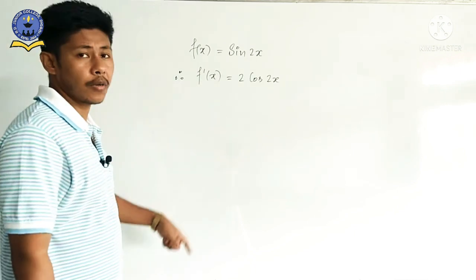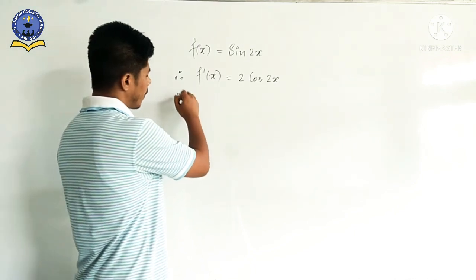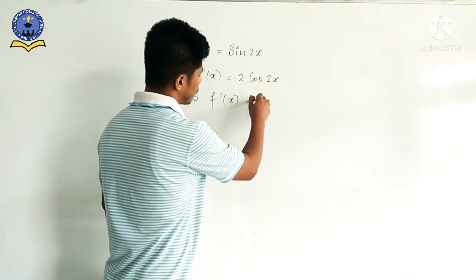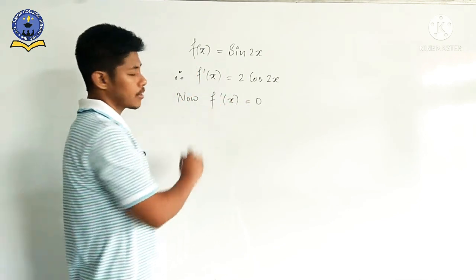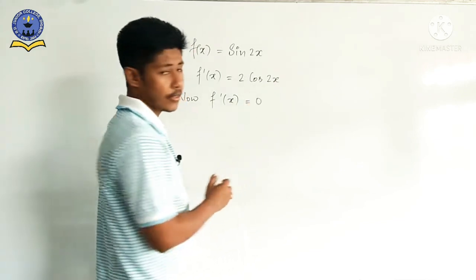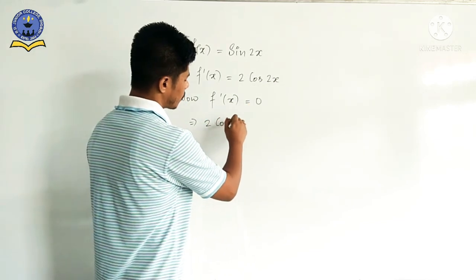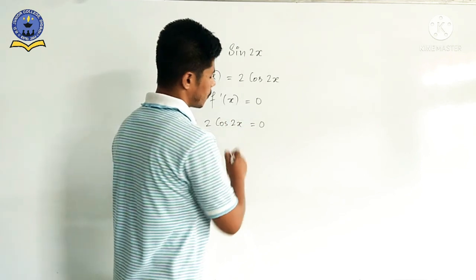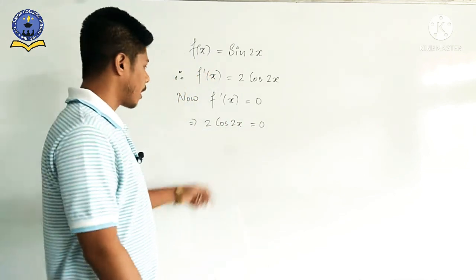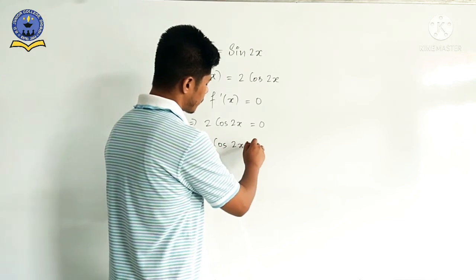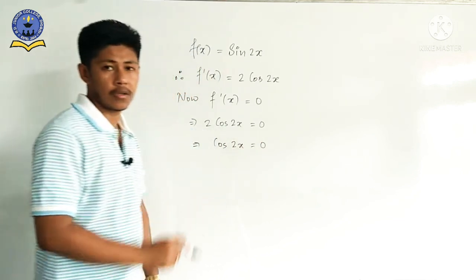After that, we write f'(x) = 0, and in place of f'(x) we put this result. So we write 2 times cos 2x = 0. Is it clear? So from this we get cos 2x = 0.